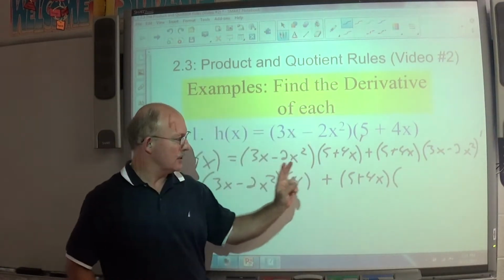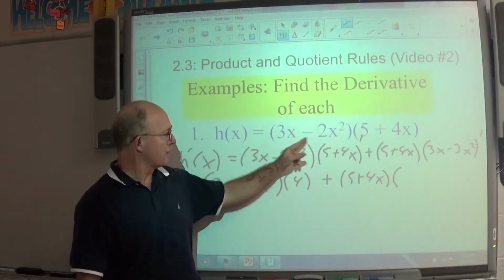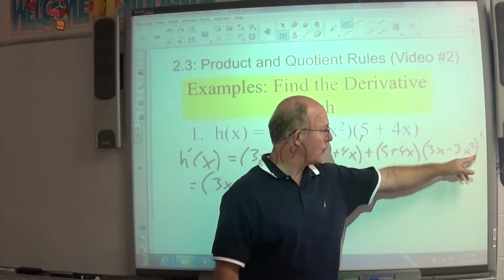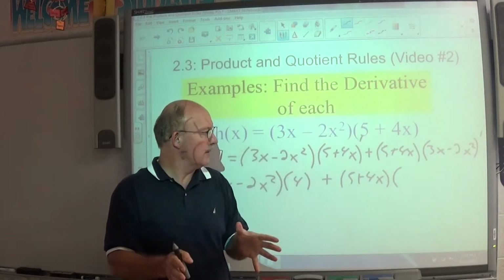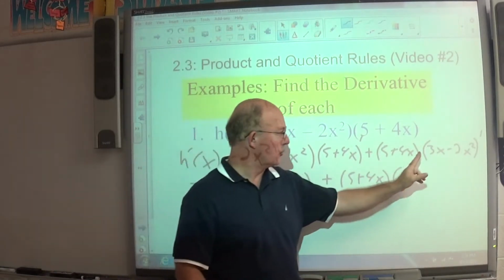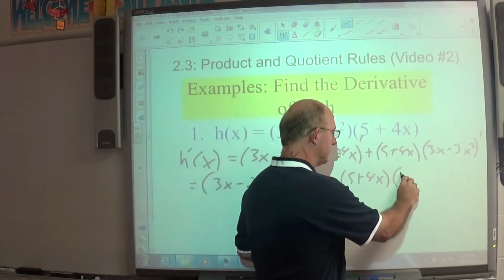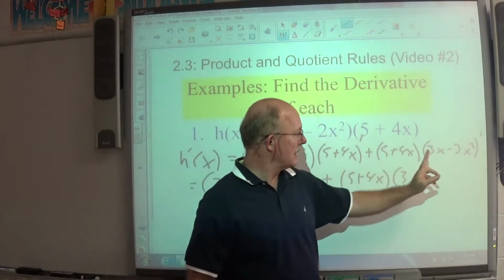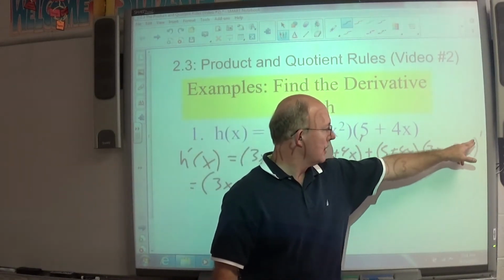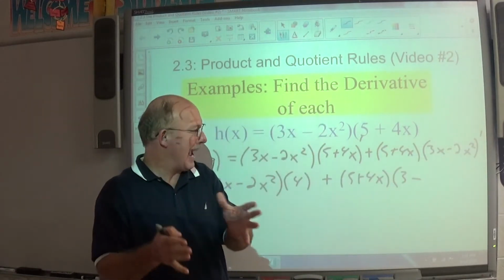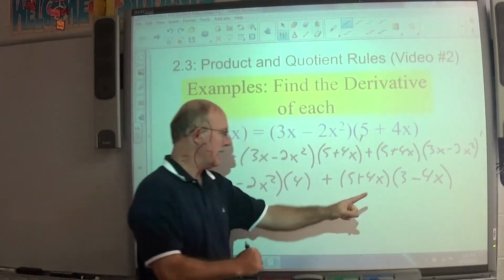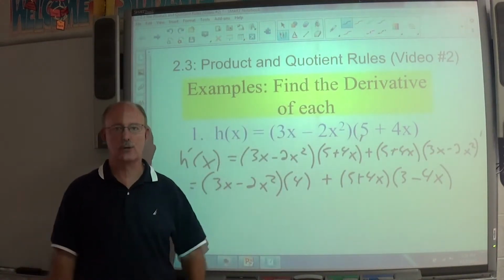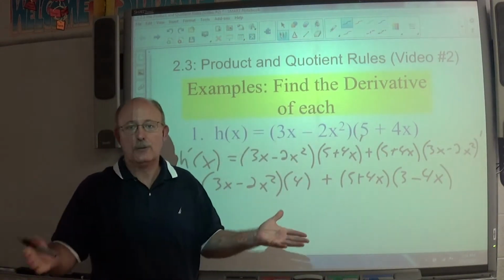Once again, as you take the derivative of the first function, 3x minus 2x squared, it's a polynomial, so we take the derivative of each part. The derivative of 3x is 3, minus, and as you take the derivative of 2x squared, we're using the power rule: 2 times 2 gives you 4x. Now, this is an expression for our derivative. Let's see if we can simplify it.